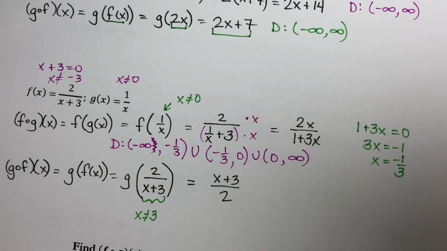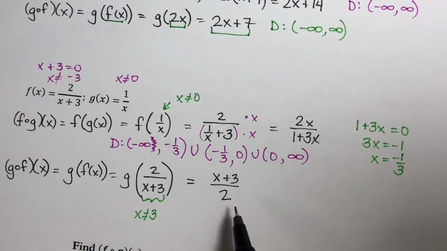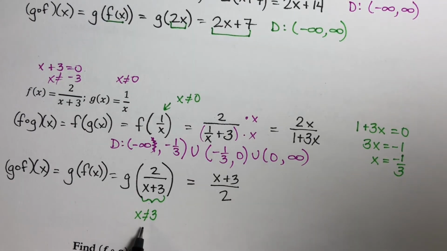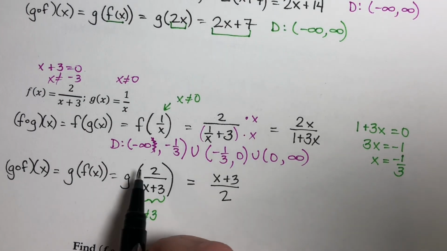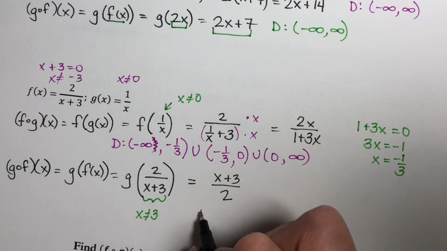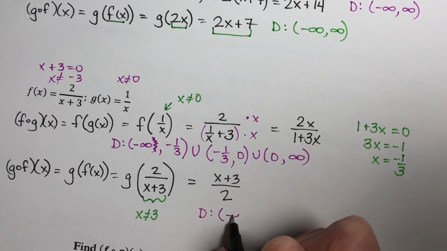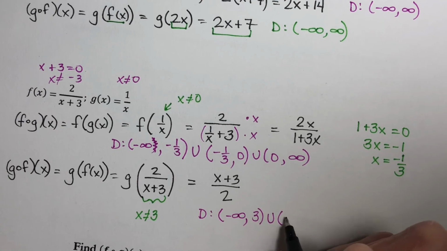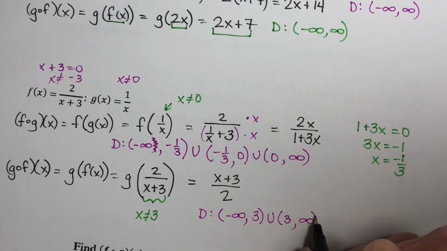Okay. Now I look at this answer. Is there anything that can give me a problem? Well, I don't have any variables in the bottom here, so there's nothing that can give me a problem whatsoever, except for this 3, which I was not allowed to plug in here. So for this domain, all I have to do is cut out negative 3. So this domain is from negative infinity to negative 3, cut that out and go from negative 3 to infinity.